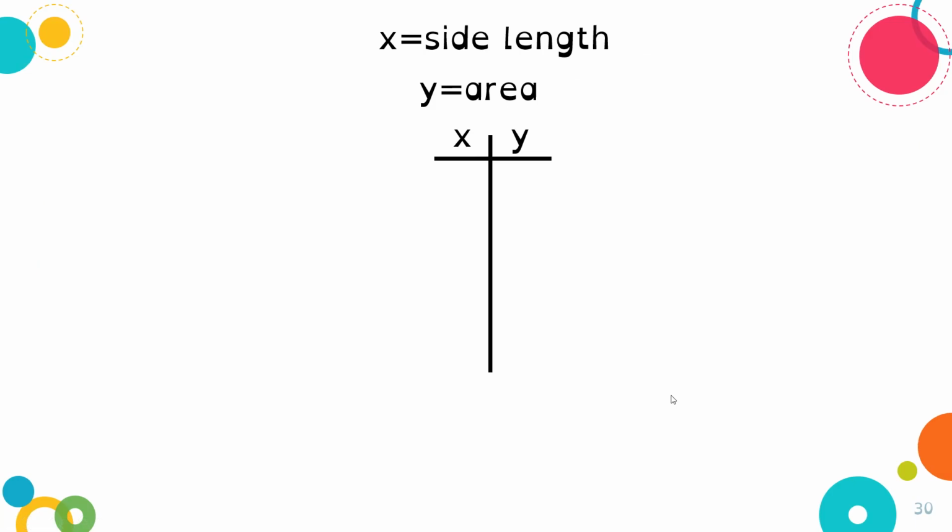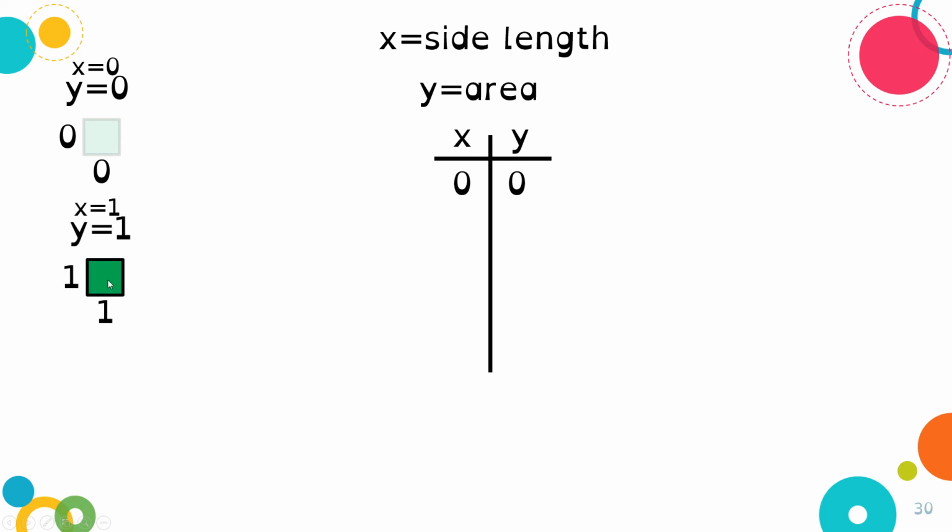So let's look at that a little bit more. Remember that x is our side length and y is our area. So if we have x, a side length of 0, then our area is 0. I have this sort of phantom square here because there's no actual square there, because 0 times 0 is 0. So if we have a side length of 0, we don't have any area. That makes sense. So in our table of values, we have 0 and 0. If we have a side length of 1, well, our square having a side length of 1 and 1 means that our area is a total of 1 unit. So y equals 1 as well.